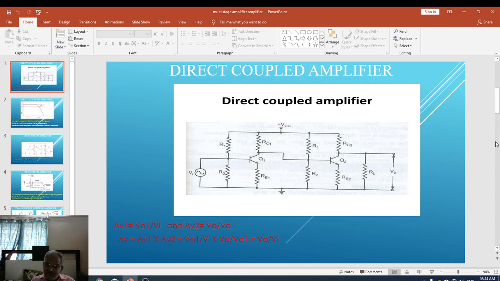Friends, depending upon how the output of the first stage is connected as the input of the second stage, naturally the multi-stage amplifiers are classified into different categories. Obviously, there are three types of multi-stage amplifiers. The process of connecting the output of the first stage of an amplifier as an input to the second stage is known as cascading of amplifier.